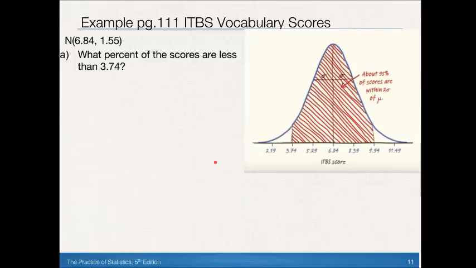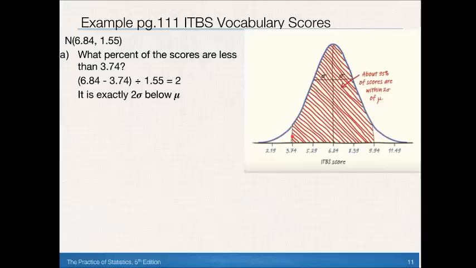So how would we figure out the percent of scores less than 3.74? We really want the area of that, because if you recall earlier, I said that the area of the bell curve above the axis and underneath the graph, for a normal distribution, is 1. So we just want to know how much of that area this is. One way to do that is to subtract 3.74 from 6.84 and divide by 1.55, and we get 2. Or, as we did earlier, figure out that we are at 2 standard deviations.